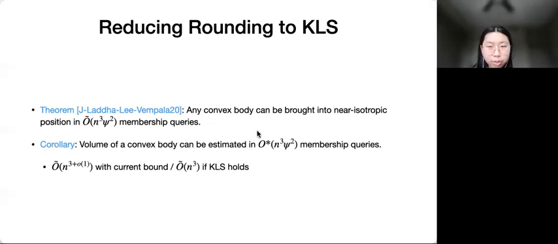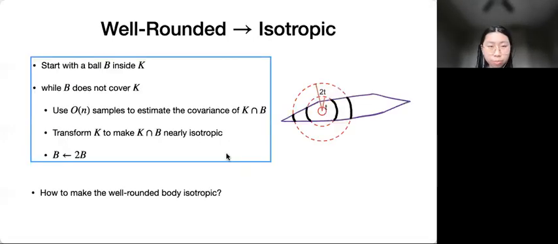This, combining with the Gaussian cooling algorithm, implies that the volume of a convex body can be estimated in n^3 ψ^2 membership queries. And this ψ is the KLS constant. And so with the current bounds, we have n to the power of 3 plus little o(1) steps. And if the KLS conjecture holds, we'll have n cube steps.